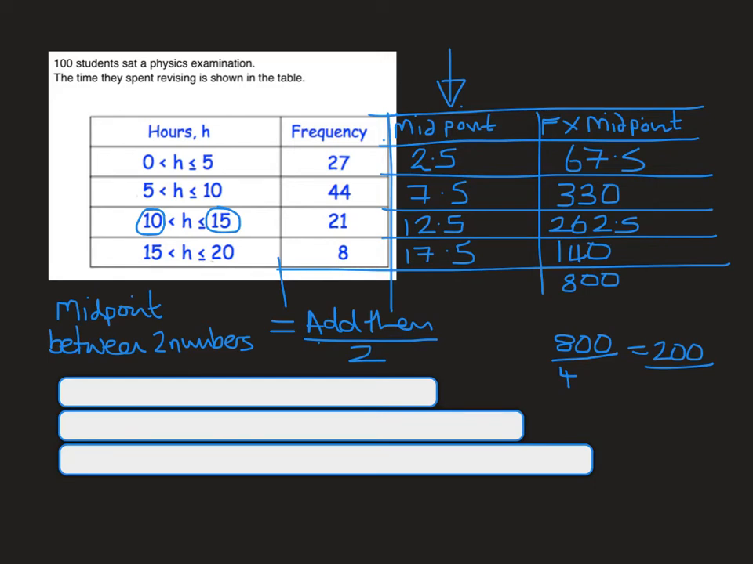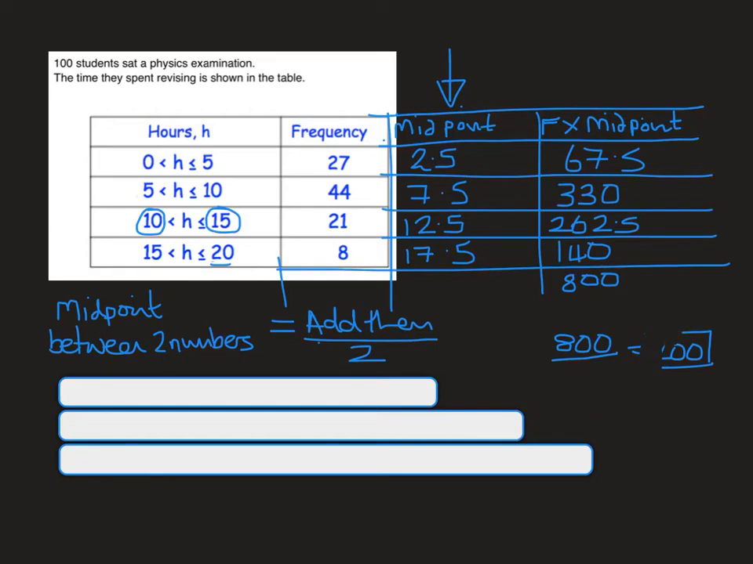Hopefully you thought, well, look, the most that anyone spent revising was about 20 hours. So how on earth could 200 possibly be the mean amount of time anyone spent? But you'd be amazed at how many times I see this mistake being made. They work out the mean, but that mean could be nowhere on that table, like it's normally way too high. So people just don't use their common sense and go, wait a minute, that can't be right. What have I done? Oh, I wasn't supposed to divide by 4.